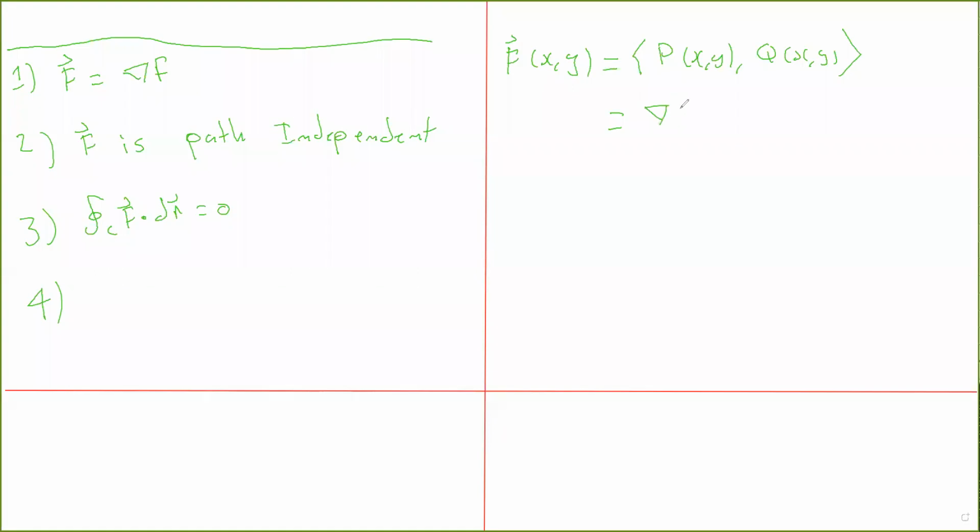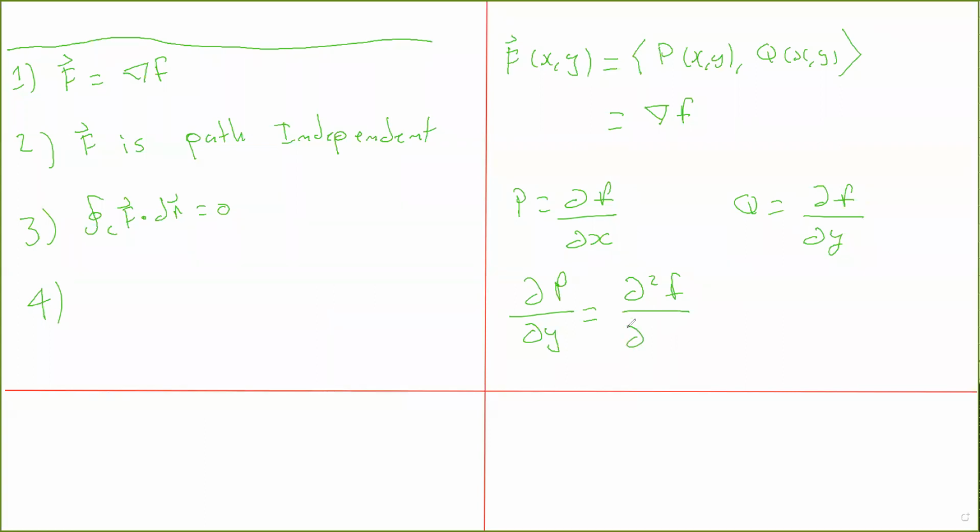Now, if this is conservative, then this is equal to the gradient of some function f. So what this tells us is that p is equal to the partial derivative of f with respect to x, and q is equal to the partial derivative of f with respect to y, because that's what it means for this vector field to be the gradient of f. Now notice also that the partial derivative of p with respect to y is equal to the following. Okay, that's just because p is equal to the partial derivative of f with respect to x, so this formula is true. Okay, and similarly, we know that this is equal to the partial derivative of q with respect to x. Okay, but now by Clairaut's theorem, we know that these two things are equal. So what this tells us is that the partial derivative of p with respect to y is equal to the partial derivative of q with respect to x.